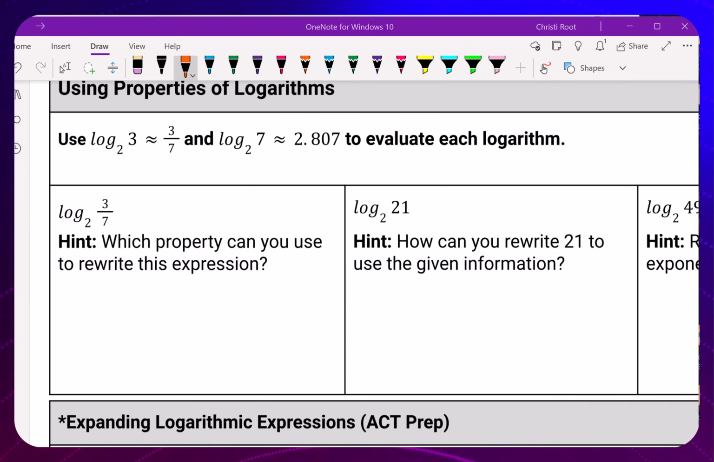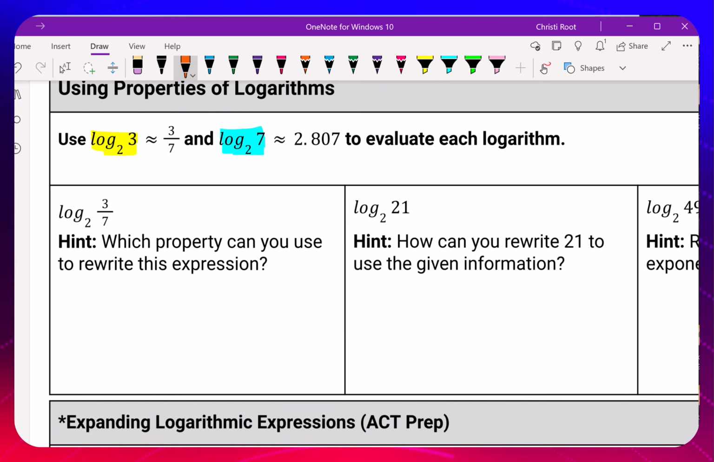So in these examples, we're going to use a few things that they give us to help us evaluate each expression. We have to be somewhat clever to do this. It gives us that log base 2 of 3 is equal to 3 over 7. And then it also gives us log base 2 of 7 is approximately 2.807. So I think we're going to need to separate each expression into a log base 2 of 3 or log base 2 of 7.